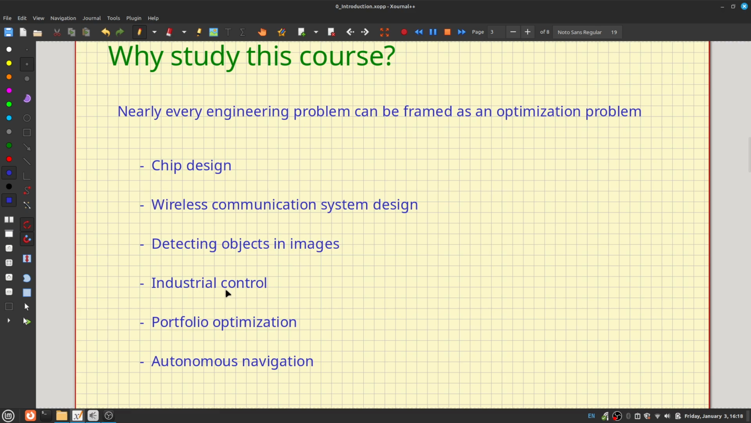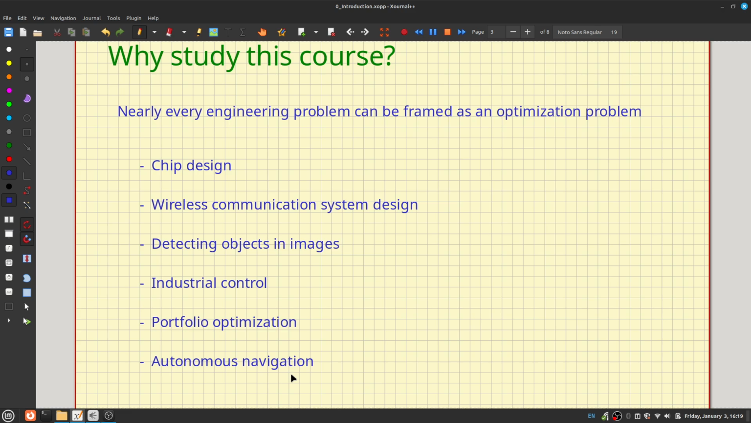And for example, the same thing could happen in industrial control. The kind of signals that you can give to control could be limited in a certain way. In portfolio optimization, the amount of money that you have is after all limited. That's a constraint. You don't have an infinite amount of money to invest in stocks, right? And so on and so forth.